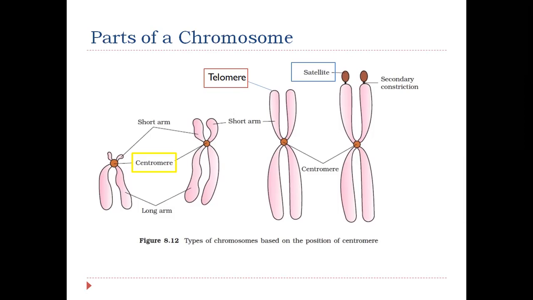losing genetic material. So in many cells, telomeres will lose a bit of their DNA every time the cell divides. Eventually, when all the telomere DNA is gone, the cell cannot replicate anymore and dies. The satellite is the secondary constriction and is not present in all the chromosomes.